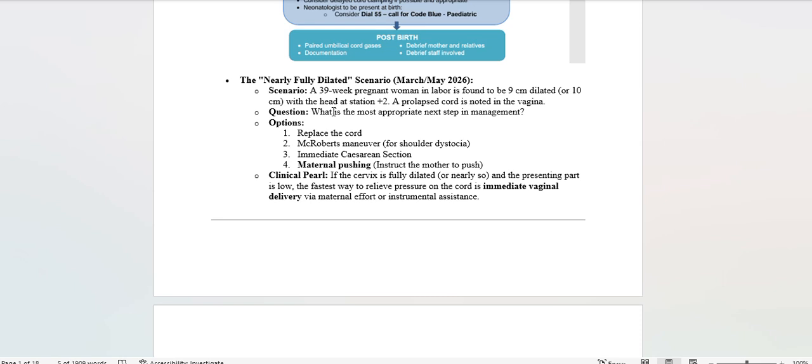So here the trick is that if the patient is 9 centimeters dilated, then we will do the immediate cesarean section. But if the patient is at 10 centimeters, then the answer is maternal pushing, instruct the mother to push. If the cervix is fully dilated and the presenting part is low, the fastest way to relieve pressure on the cord is immediate vaginal delivery through maternal effort and instrumental assistance. At 9 centimeters, management is completely changed: emergency cesarean section.